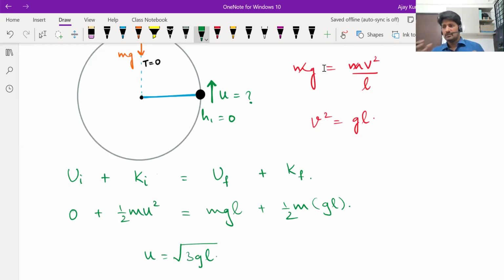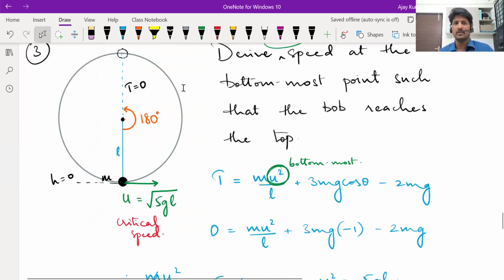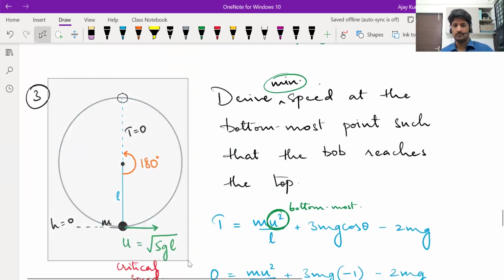So from the horizontal position, if you want to make the bob reach the top, you have to give a speed of root 3 gL at that horizontal position. And see, there is another way you could have answered this question by using the result of the previous problem.